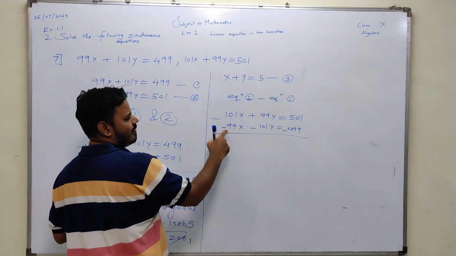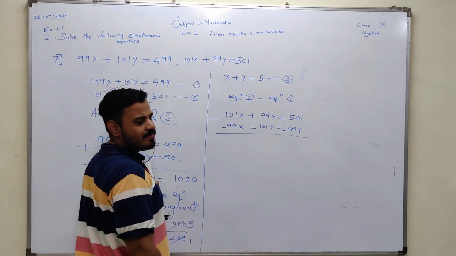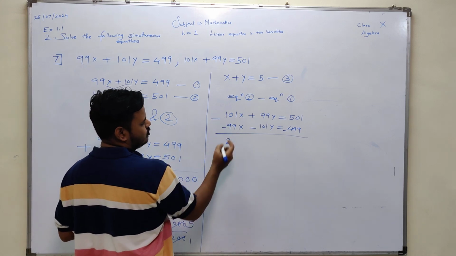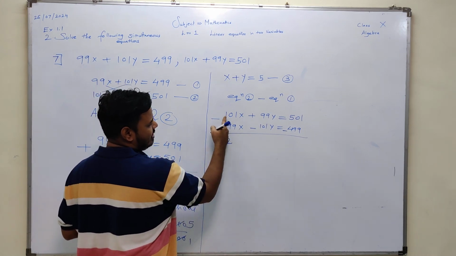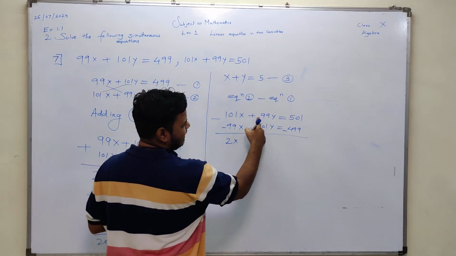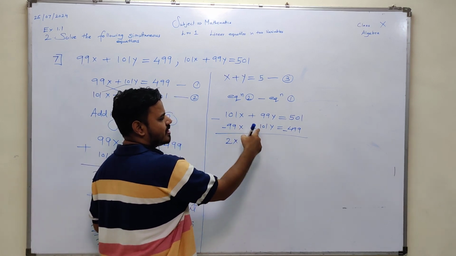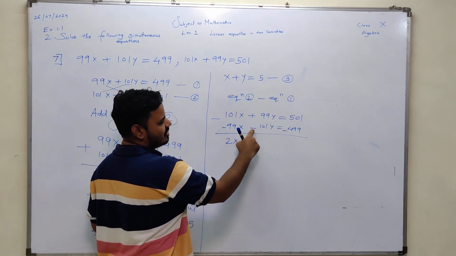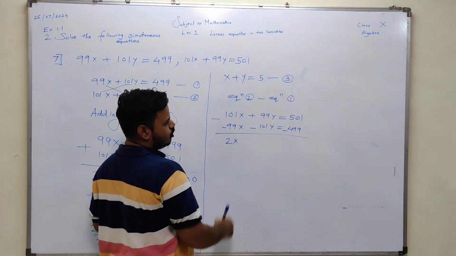So 101 minus 99. 101 minus 99 is 2x. This is the greater number, 101, so it will carry a positive sign because 101 carries a positive sign. So 2x. 99 minus 101. Again opposite signs, you will do subtraction and take the sign of the greater number. 101 is greater, so we will have minus before 2.